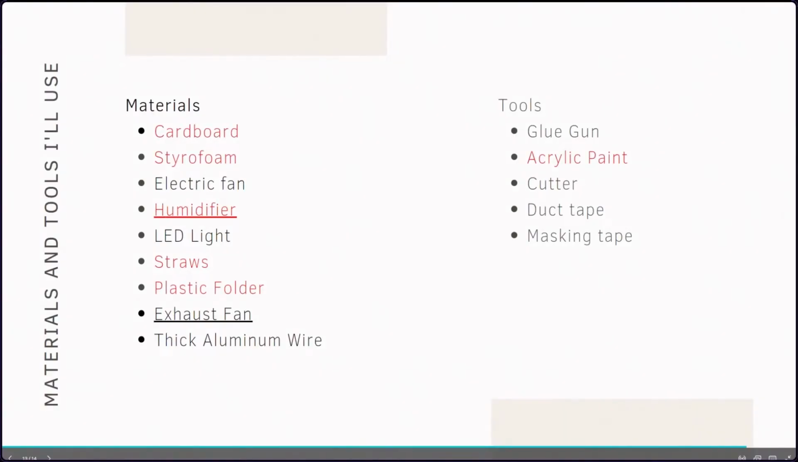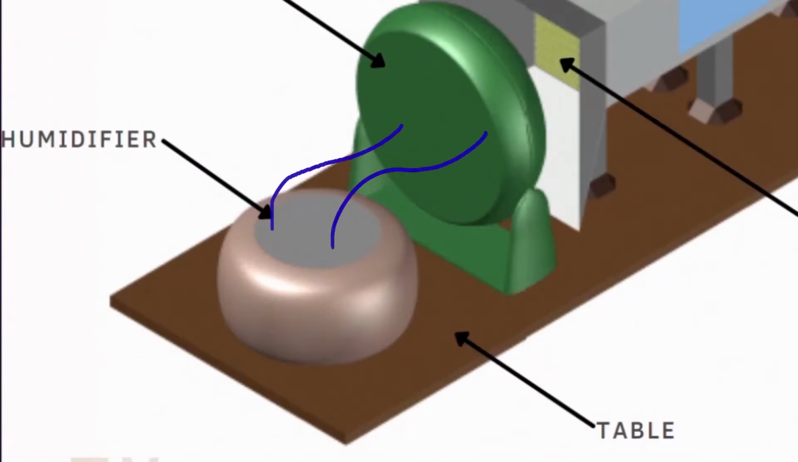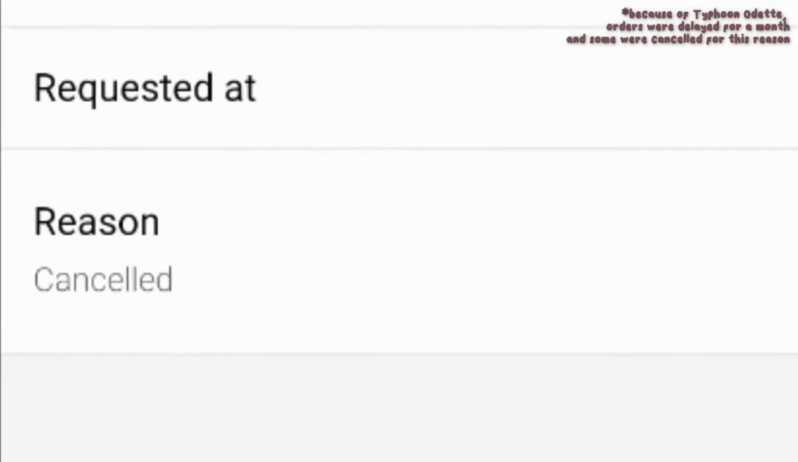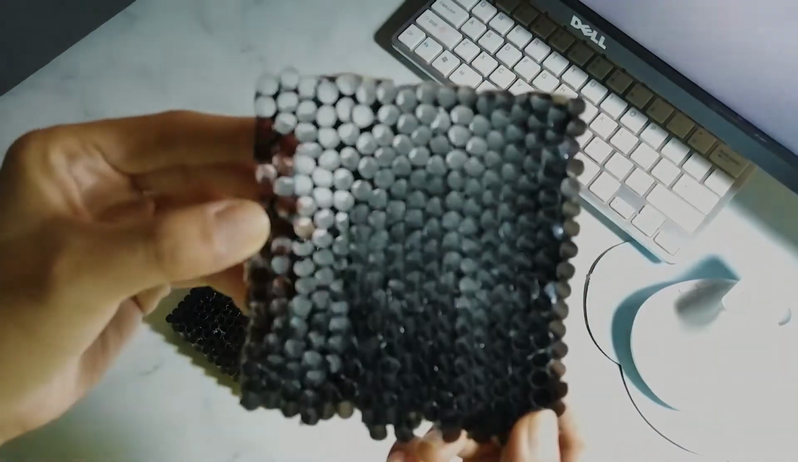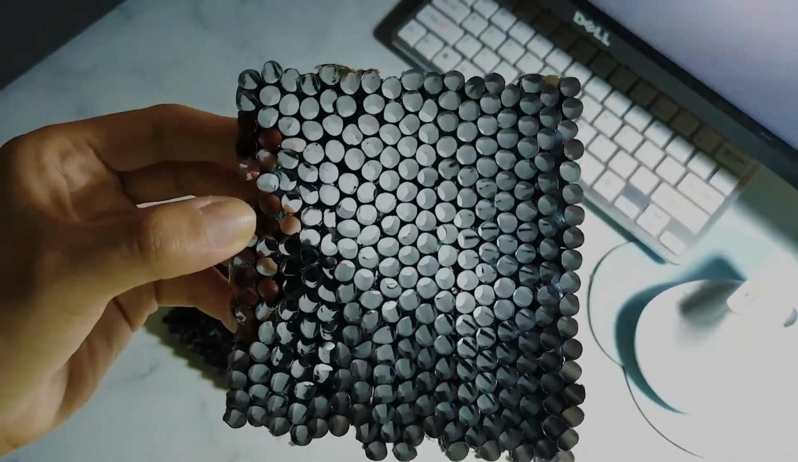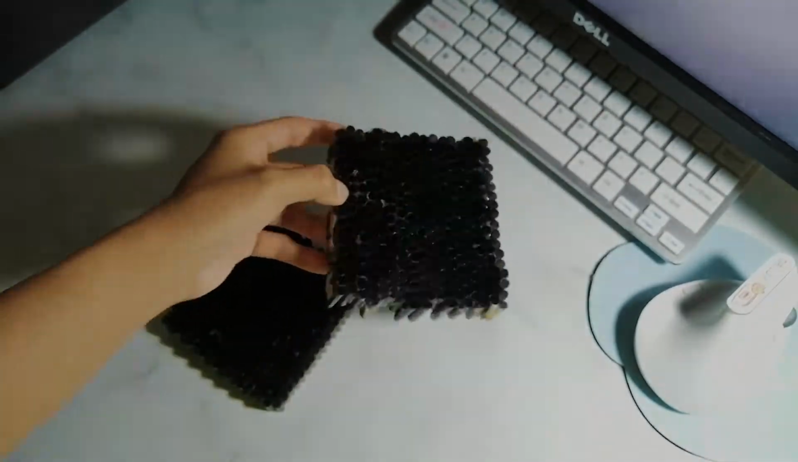And my supposed humidifier for my smoke was to see the placid and turbulence-free airflow through my airfoil. But due to the situation, the humidifier that I've ordered didn't arrive. And I suppose that my straws would be a very great disadvantage, as my fan could only produce a very limited amount of air to my wind tunnel.